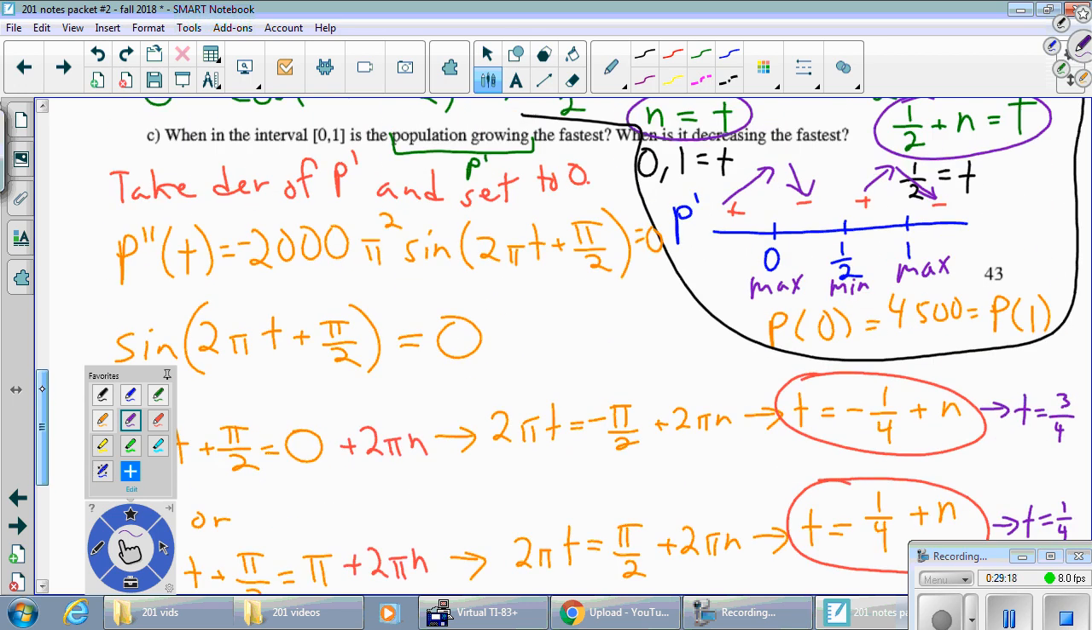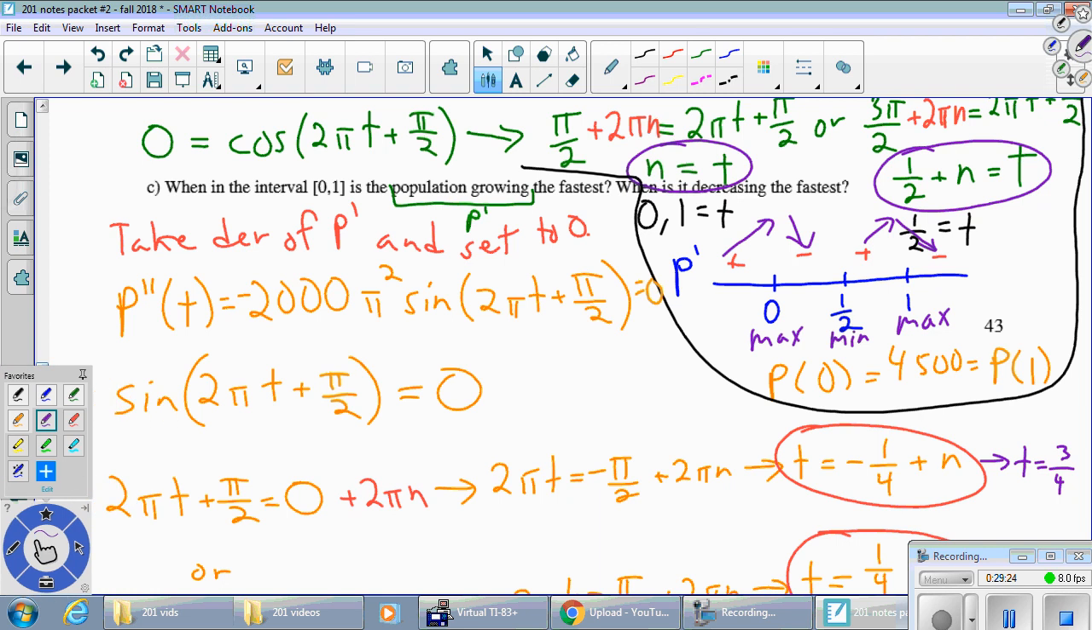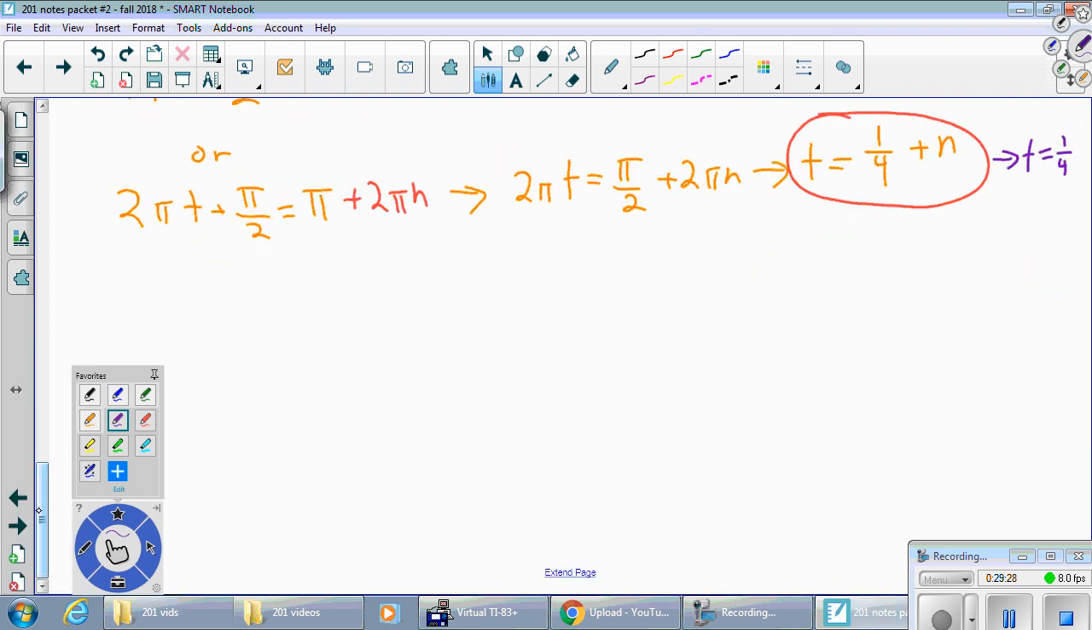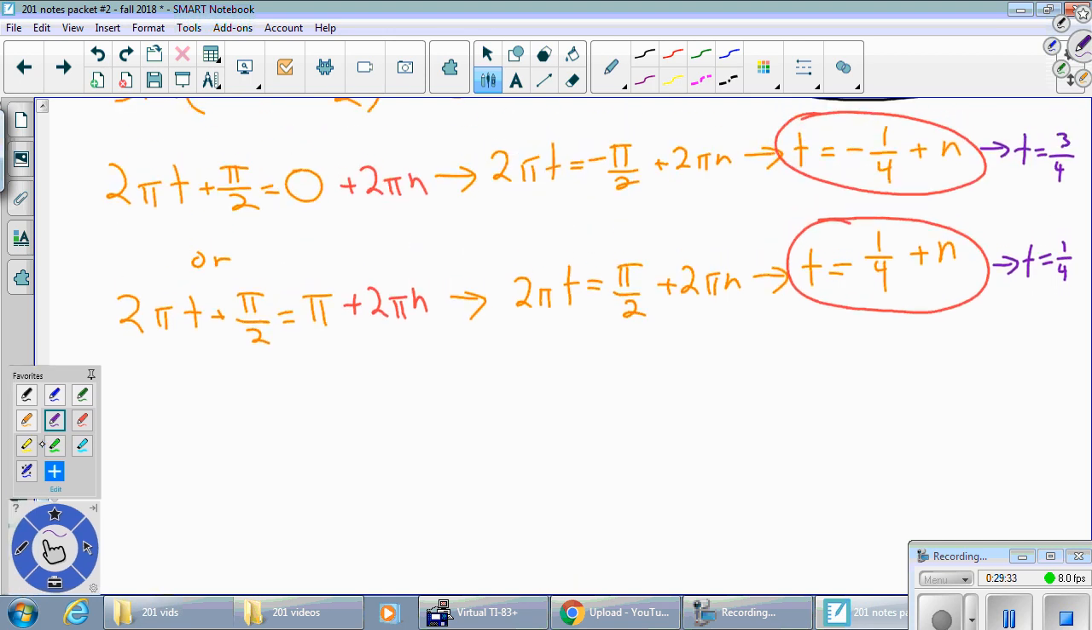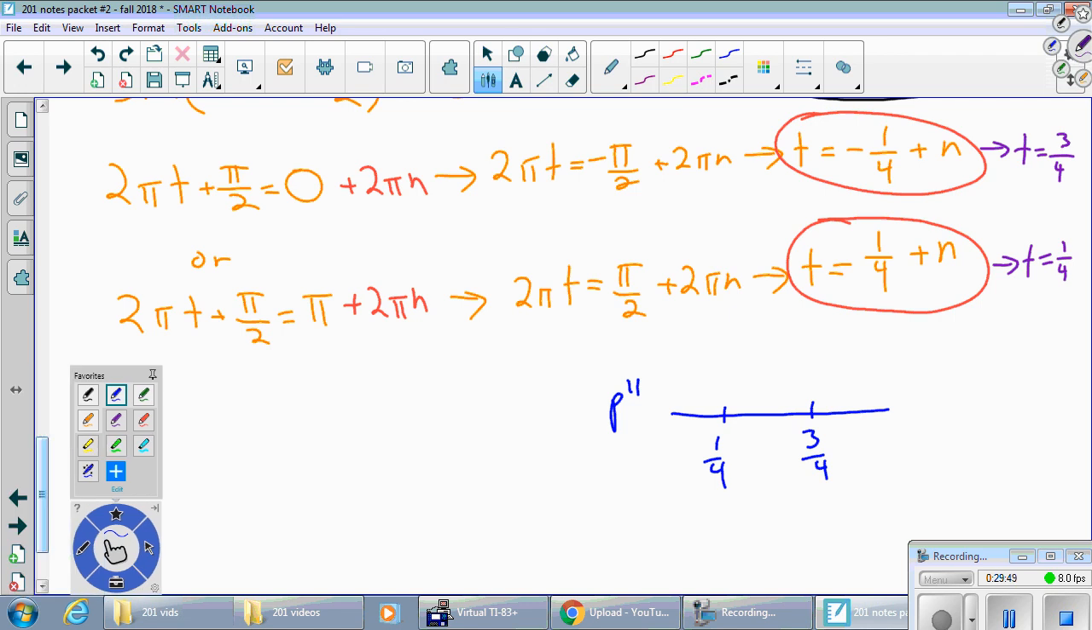But specifically here, we were looking for places where the population is growing fastest, and where it's decreasing the fastest. So one of these is a max, and the other is a min, and we just have to figure out which one is which. So let's do our standard sine test calculation. Here we go. We've got 1 quarter. We've got 3 quarters. And these numbers came from p double prime, so that's our label. And we're just going to do our quick sine test on the calculator.